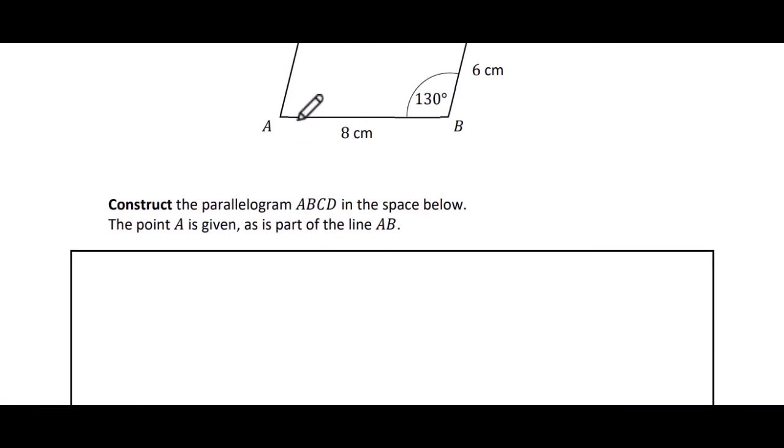So the first thing I'm going to do is construct this line here. Now I don't have a ruler, I don't have a protractor, so I'm going to be doing this freehand. You guys need to be using protractors, compasses, rulers, and so on. So the first thing I'm going to do is construct 8 centimeters out to here. What you would do is get your compass, measure 8 centimeters on your ruler, and just draw an arc here. So that distance out there is 8 centimeters, and this point here will be B.